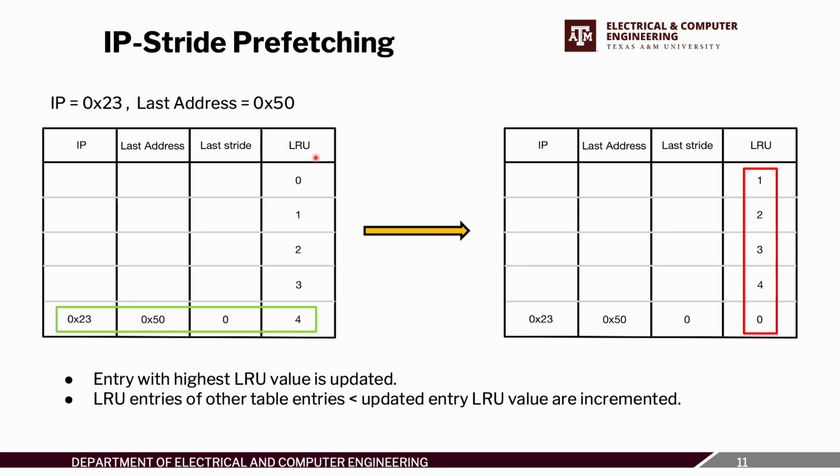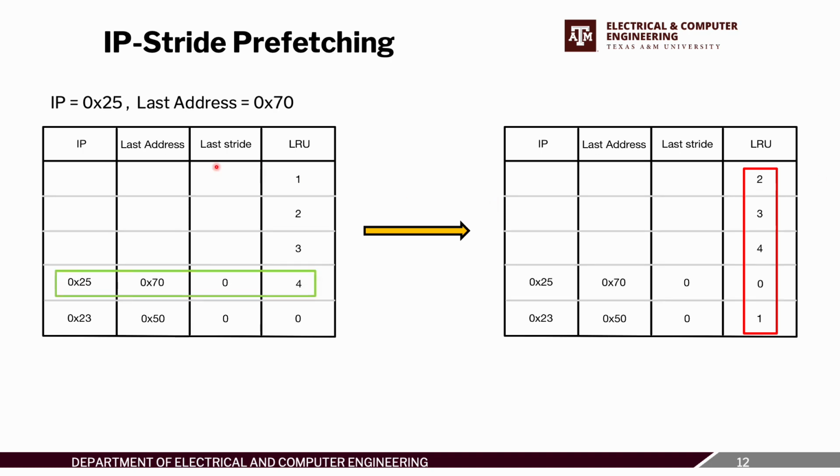The LRU column is solely used as a replacement policy for this IP table. For example, when a new IP comes into this table, it first needs to be entered into the table, and the entry that will be updated with this new IP will be the one with the highest LRU value, as seen here. Consequently, when we update this, since this becomes the most recently used, this changes to 0. And all the other LRU values are updated and incremented by 1. Similarly, if there's another IP coming in, that will be entered into the table with the highest LRU value, and the LRU value again gets incremented, and the one that is most recently used becomes 0.